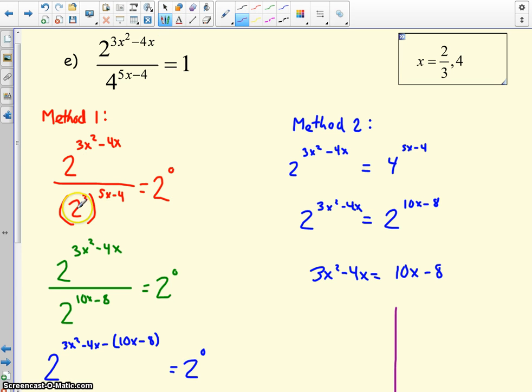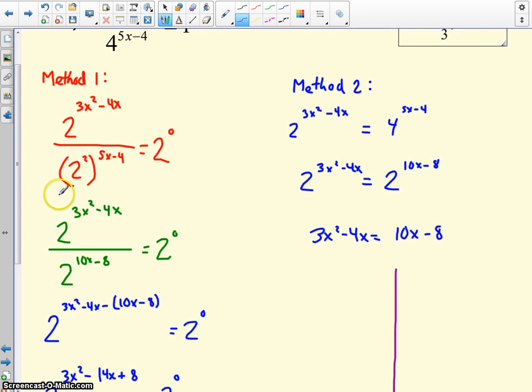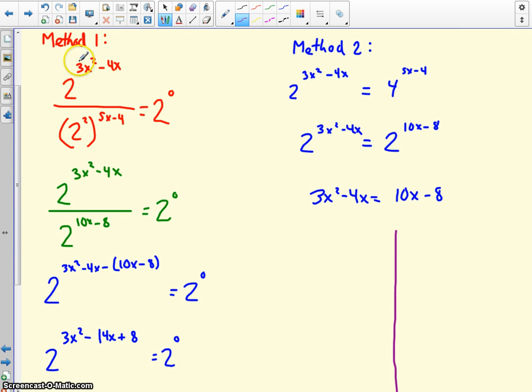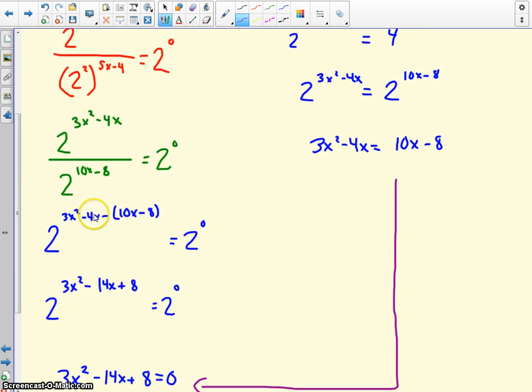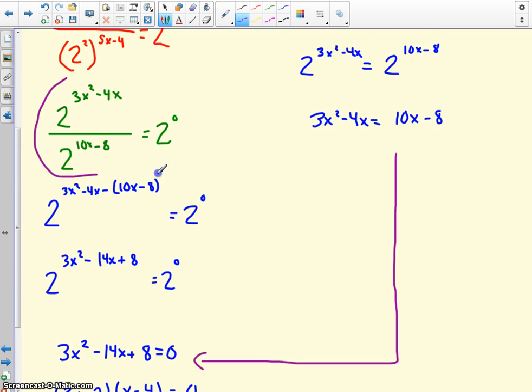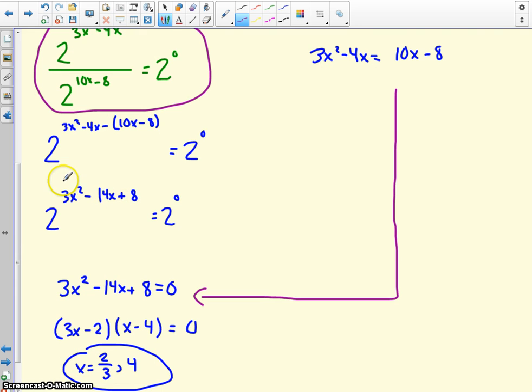Now, once I did that, I have everything with powers of 2, I just got to simplify it so I have a single power. So I leave the numerator alone, using power of a power with the denominator, so 2 times 5x minus 4 gives me 10x minus 8. So I wind up at this step here. And again, I still need a single power. I have two powers of 2, so I'm going to subtract the exponents, and I wind up with 2 to the exponent of 3x squared minus 4x minus the exponent of 10x minus 8. Then I simplified inside there, so I got 3x squared minus 14x plus 8. So I have a single power on both sides of the equation.